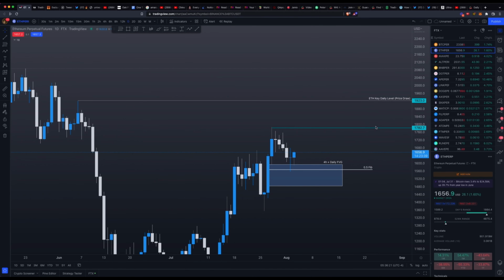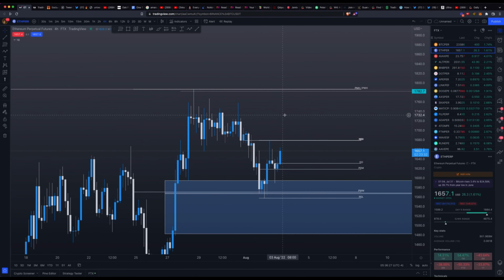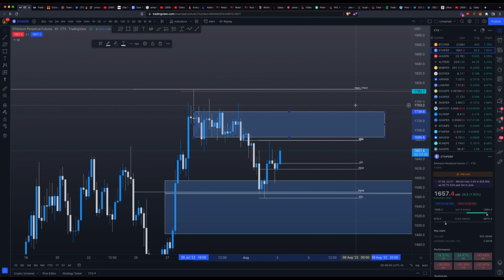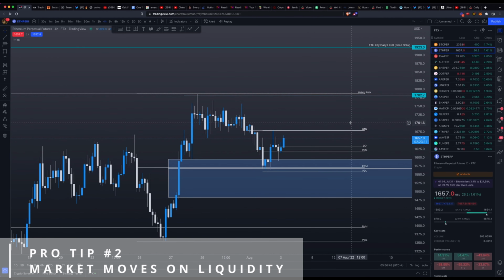Now, the reason why I say that price is going to target at least one of these two levels can be attributed back to the fact that if you just take a look at a lower time frame, in this case, I'm going to use the 4-hourly chart, there is no reasonable fair value gap for you to fill in. And if you take a look at this, yeah, maybe you could argue that, hey, this is really strong resistance in terms of the VPVR. But honestly, the markets always move on liquidity, which is tip number two. Always keep this in mind.